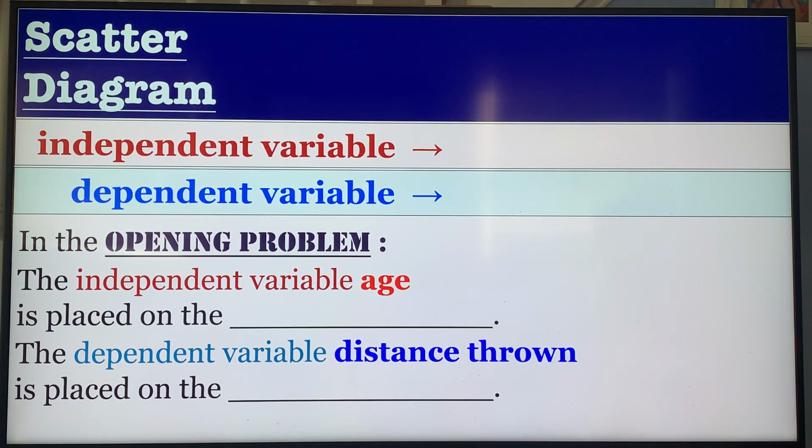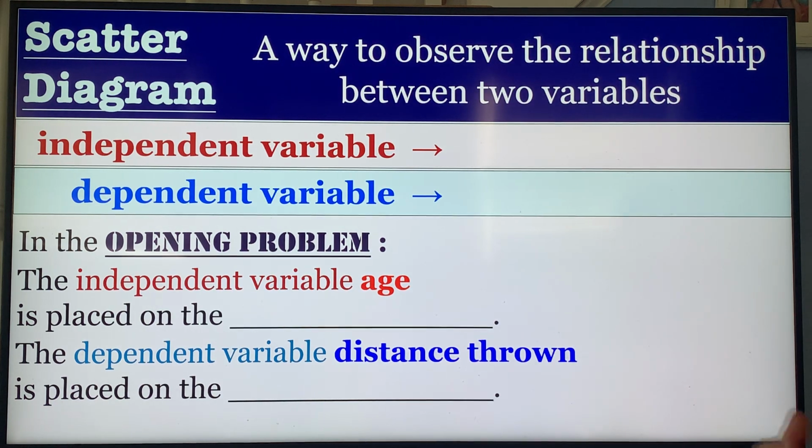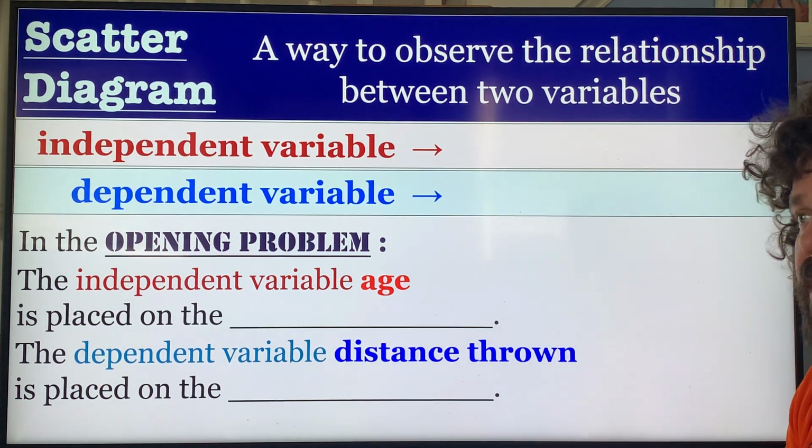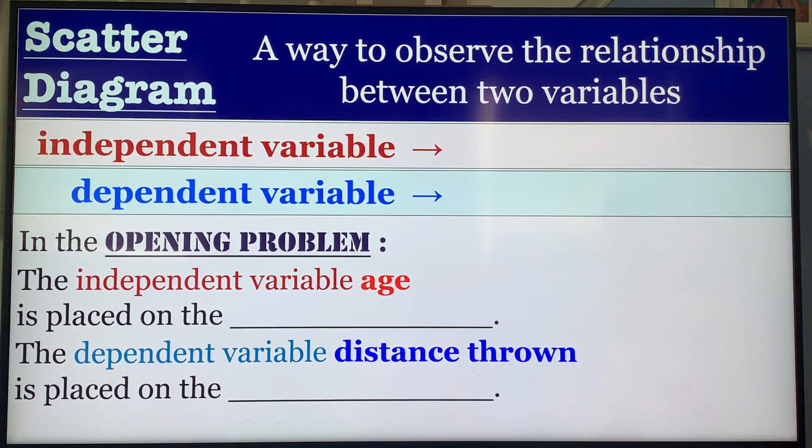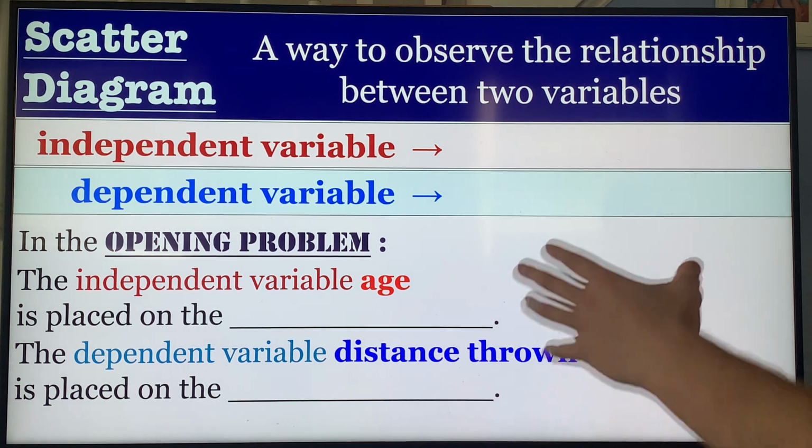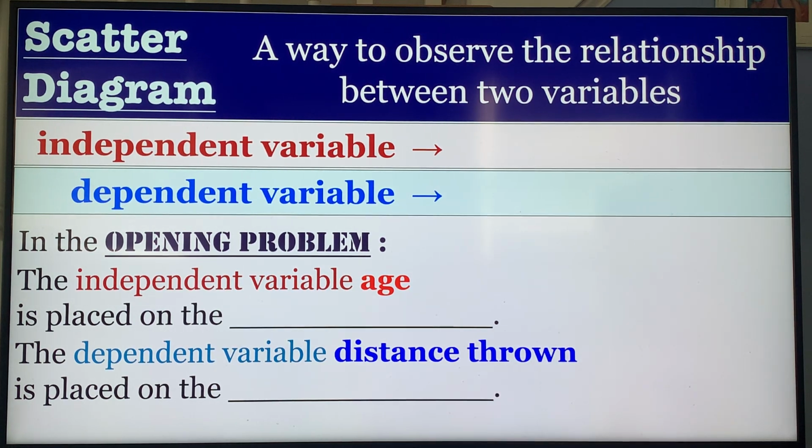Scatter diagram. What is a scatter diagram? Something you've been doing since pre-algebra probably. A scatter diagram is a way to observe the relationships between two variables. The way you've been doing it is with an XY plot. Now we're going to give the X and Y real-life names and real-life variables, for instance, time and distance, or age and distance thrown, stuff like that.